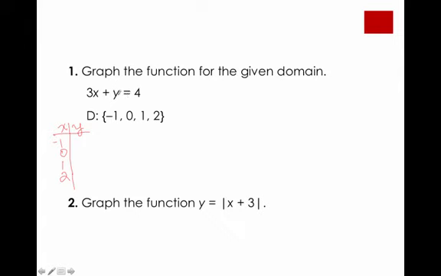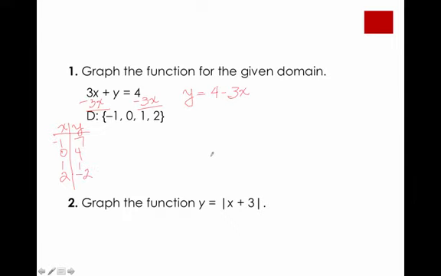So my y, when I plug back into here, and in fact, I'm going to rewrite this in terms of y. So I'm going to subtract 3x from this side to move it over. So I get y equals 4 minus 3x. Okay, now I can plug in my x values. Plug in a -1, I'm going to get 7, plug in a 0, I'm going to get 4, 1 gives me 1, and 2 gives me -2.